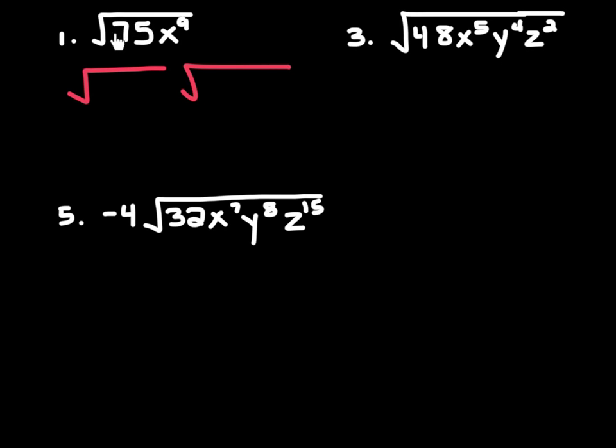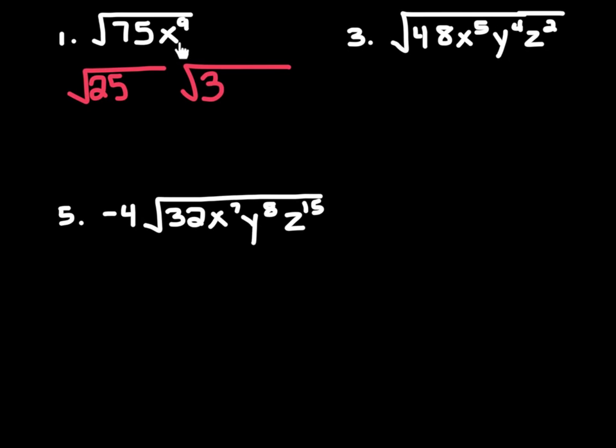So if you look at 75, what you want to do is say, well, what's the biggest perfect square that divides evenly into 75? Well, 25 is. So I'm going to take 25 and put it in my perfect square radical. And since 75 divided by 25 is 3, 3 is what goes as our leftover in the non-perfect square radical.